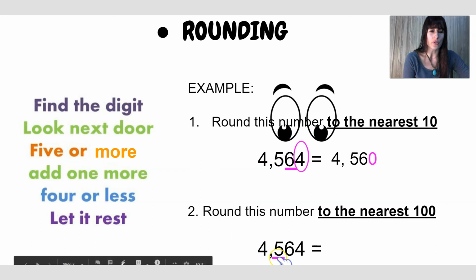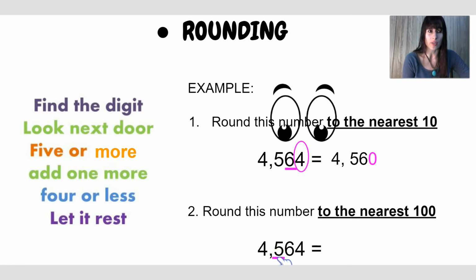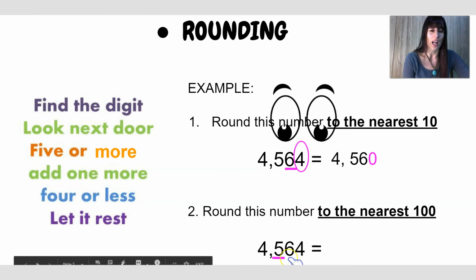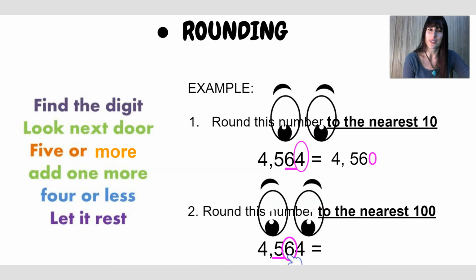So first you found your hundreds place value, because that's where your teacher wants you to round it to the nearest 100. And now let's look at the next door. When we look, we circle the number. And this number now will tell us what to do. And we will say the poem.